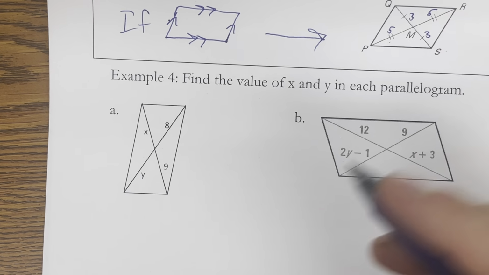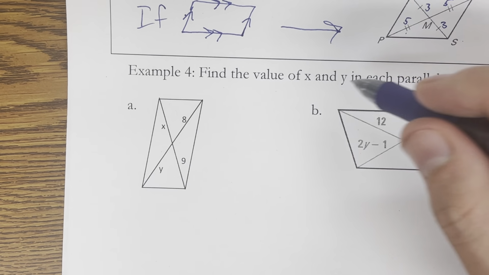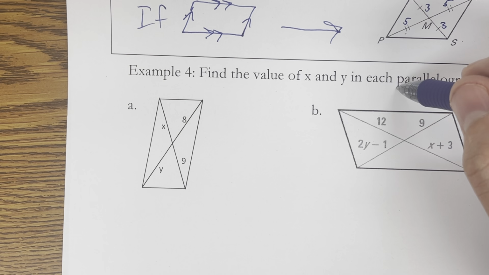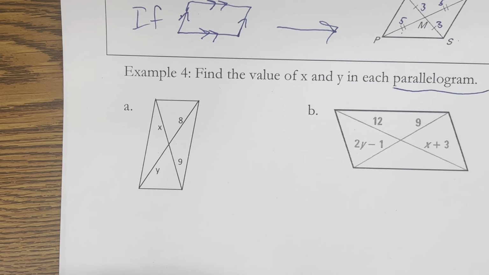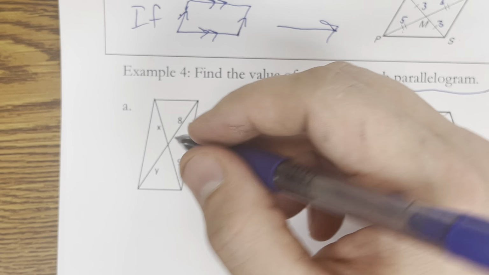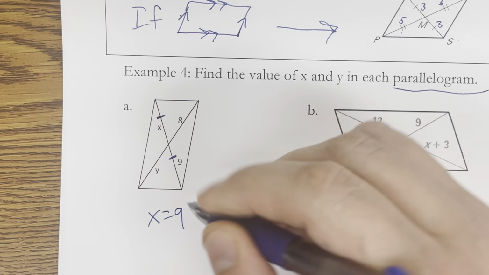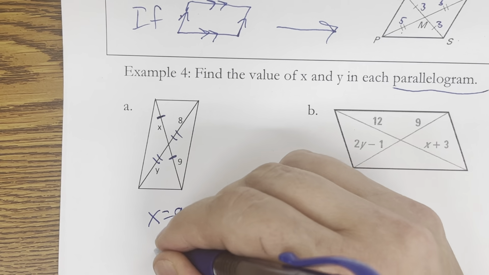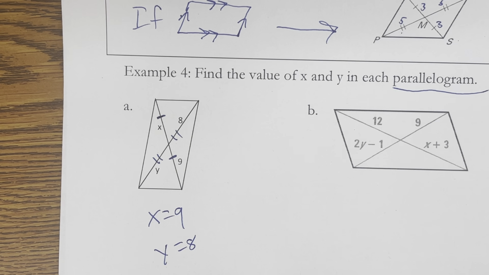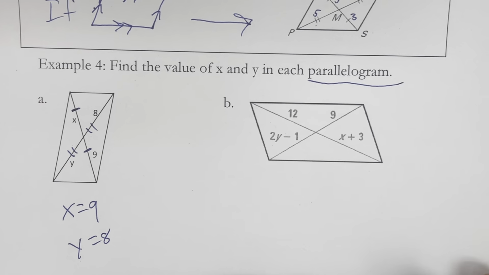So as I look at the next diagram here, find the value of x and y in each parallelogram. So the problem told me it's a parallelogram instead of it being marked. So since it's a parallelogram, the diagonals bisect each other. So x is equal to 9 and y is equal to 8. So they're not all the same size in a parallelogram.